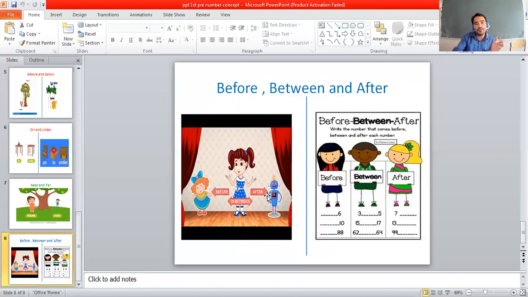So now using this concept, I will show the textbook concept. You have to see before, after, and between. So now look at that. One picture is there. Grandpa is standing before Papa. The grandpa is standing before Papa.